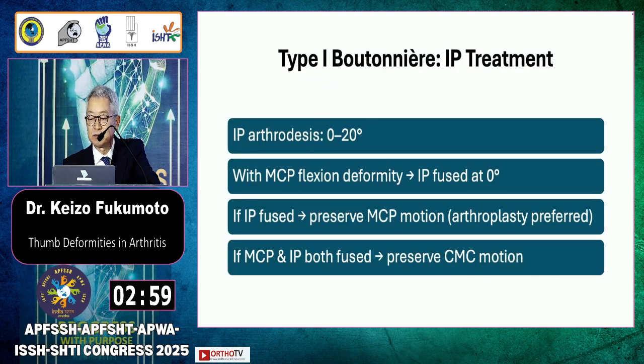For the IP joint, fusion is a reliable option, usually between 0 and 20 degrees. If there is already an MCP flexion deformity, the IP should be fused in extension. If we fuse the IP, it's better to keep motion at the MCP, often with arthroplasty. And if both MCP and IP are fused, then we should preserve motion at the CMC joint.